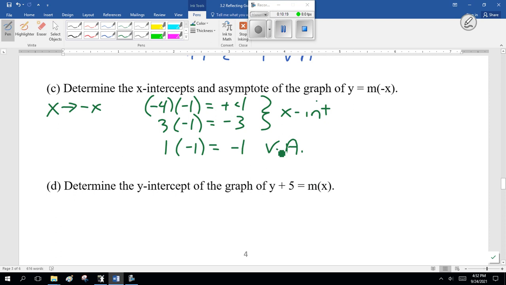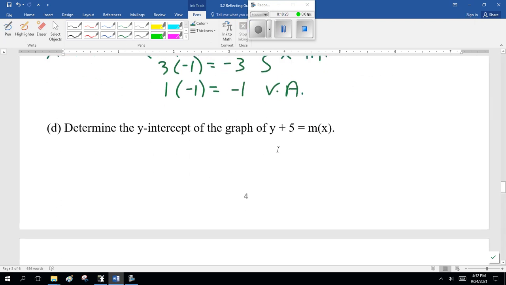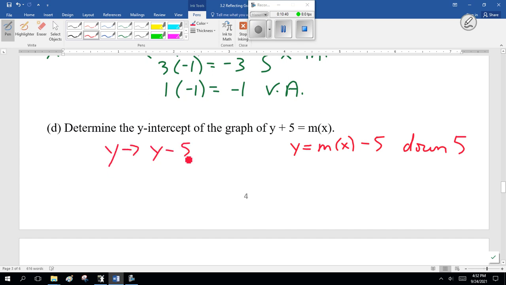All right. Now finally, determine the y-intercept of the graph of y plus 5 equals m of x. Review from last class. I really should write this as y equals m of x minus 5, or down 5. So my y-intercept, y minus 5, that's minus 6 minus 5 is minus 11. So my new y-intercept would be minus 11.